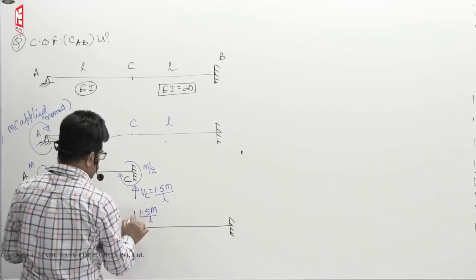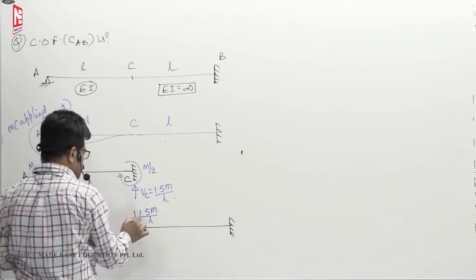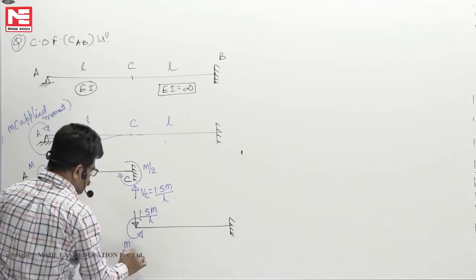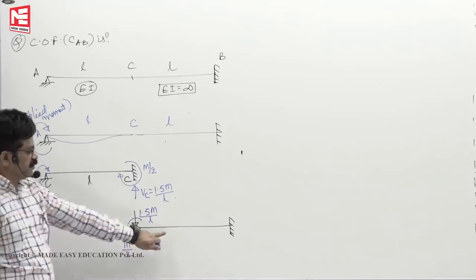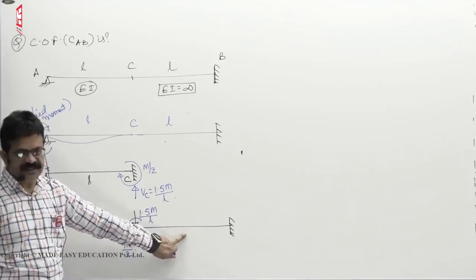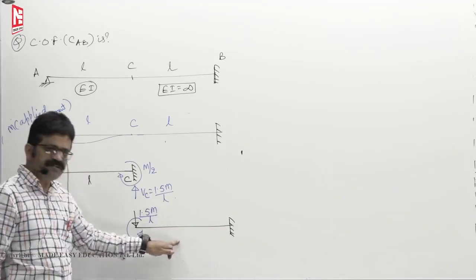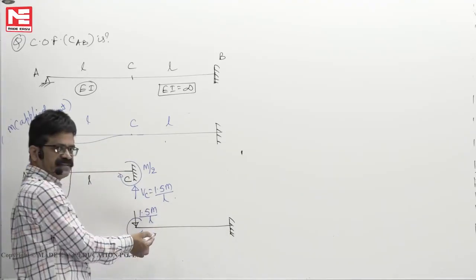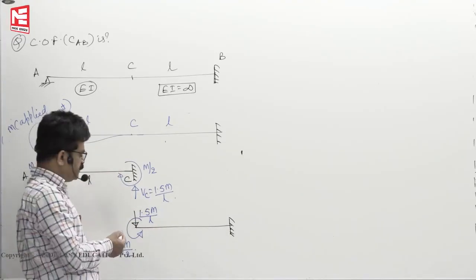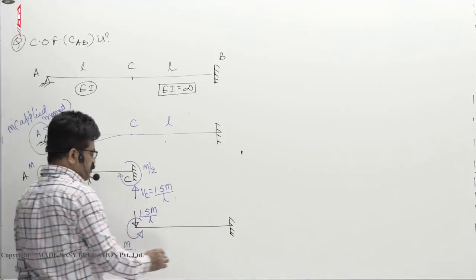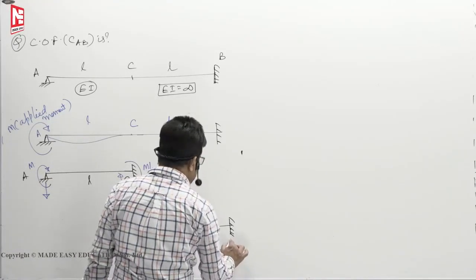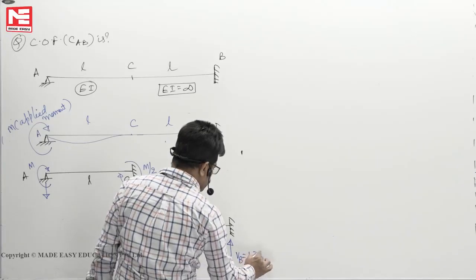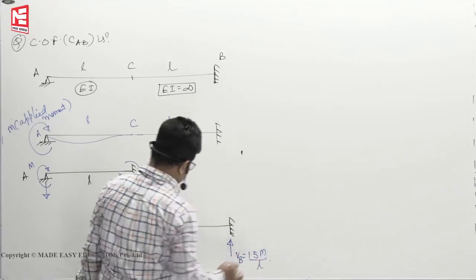1.5 M by L. If this is clockwise, here it should be anti-clockwise. How much? M by 2. This may not deflect, but it is in equilibrium. So what is the reaction here? It's like a cantilever. You don't have to worry about the deflection. 1.5 M by L down. So here VB is 1.5 M by L up.